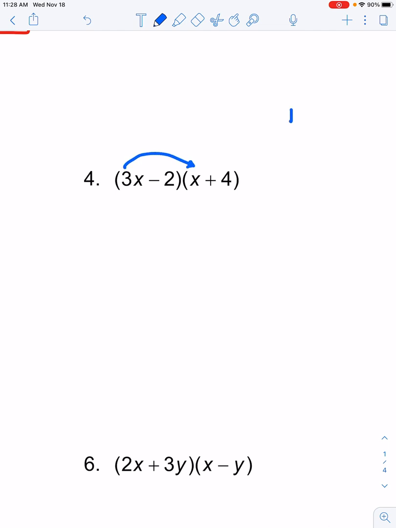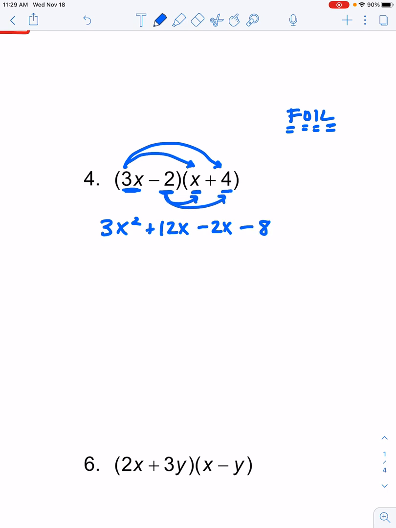The reason this used to be called FOIL is because they would tell you to multiply the firsts. So this first number with this first number, 3x times x is 3x squared. The O is the outers, so 3x is on the outer edge and 4 is on the outer edge. So 3x times 4, which is 12x. The I stood for the inners, so this would be negative 2 and x, those are on the inside, so negative 2x. And then L is for the lasts. So negative 2 is the last one here, 4 is the last one here. So negative 8. Okay, so we combine like terms, 3x squared plus 10x minus 8.